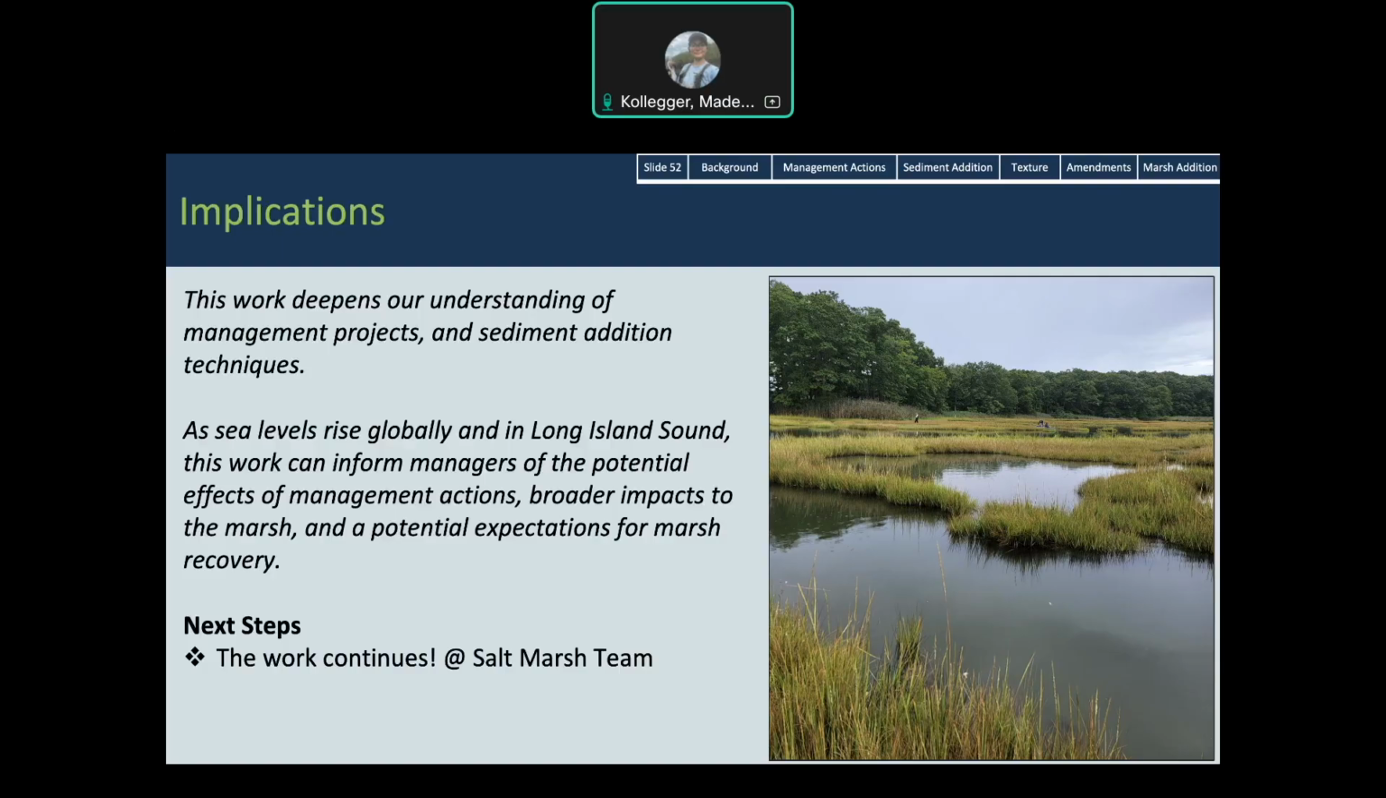And so the next steps is that the work continues. In my second chapter, the texture plots are going to continue to be monitored by Carly Shaw. And in my third chapter, the acid sulfate soils, as I had mentioned, is going to be taken on by future graduate students and our research technicians.